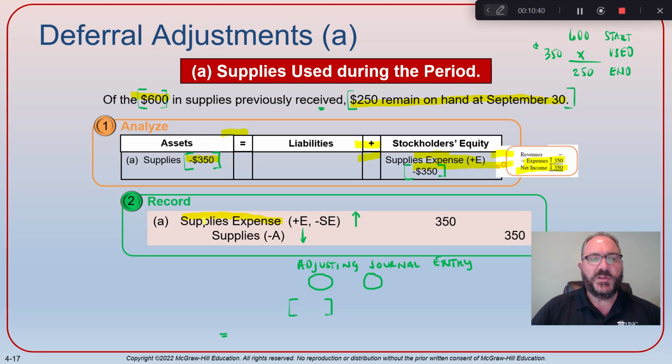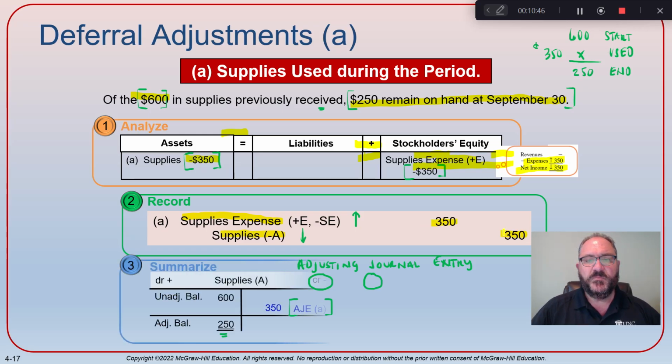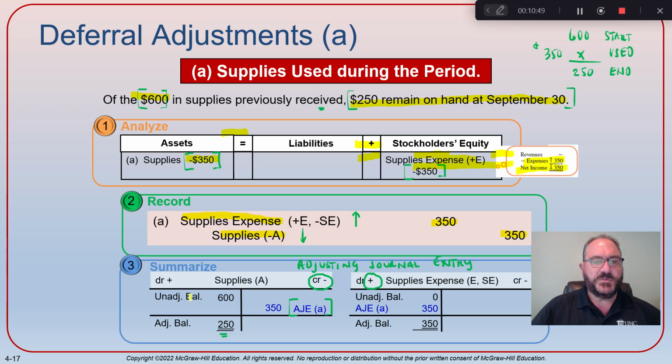It's an adjusting journal entry. We recognize the expense of $350. We lower the amount of supplies because we used them up, right? And notice, here's what's happening. We had 600. Notice, you see how it says AJEA? That's adjusting journal entry A. 350 bucks. Now we have 250 left in our supplies. Our supplies expense increases with the debit. We go AJEA, so they match up. So this one matches that, so we know, and our adjusted balance is now $350.